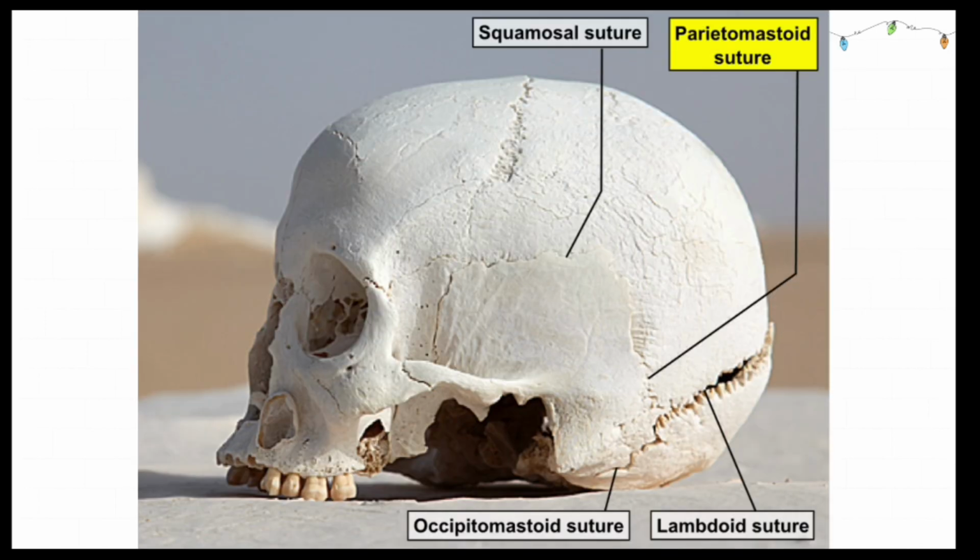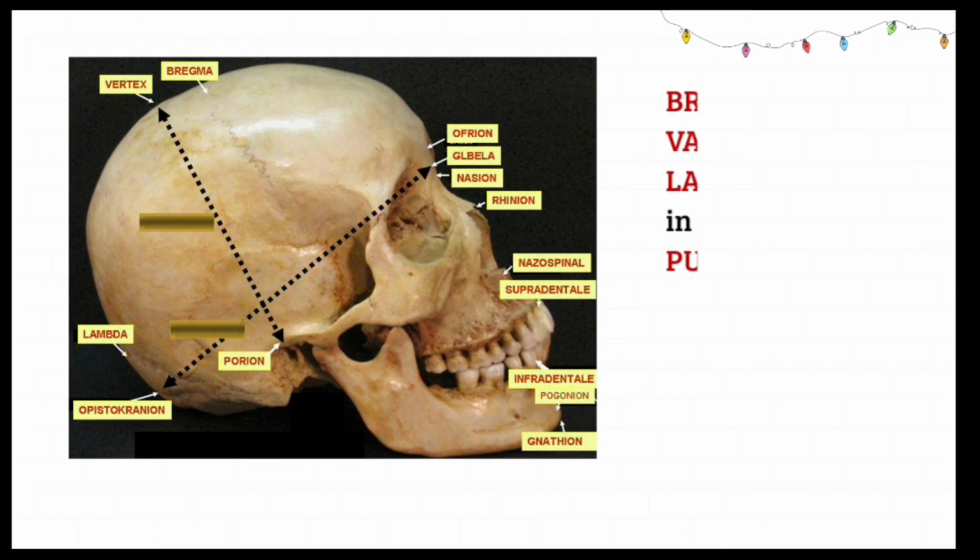Next, coming to your parieto-mastoid and occipito-mastoid suture. Your parieto-mastoid suture separates the mastoid part of the temporal bone from your parietal bone. And again, occipito-mastoid separates the mastoid portion of the temporal bone from the occipital bone. So all these sutures and their positions are really important. Now there are some points which you must remember.